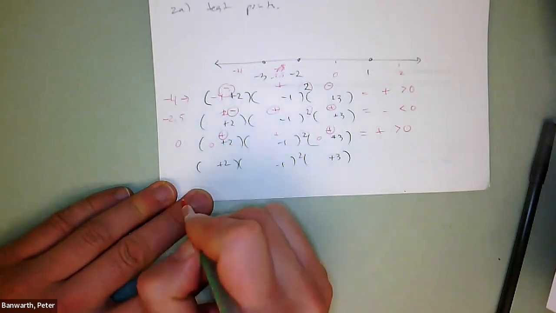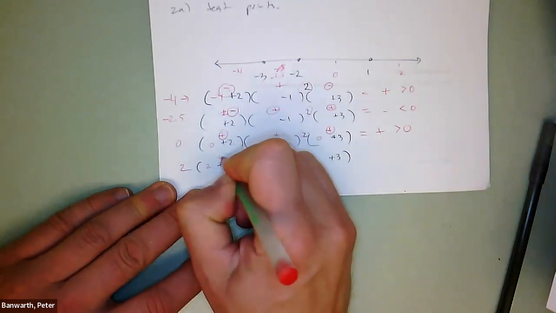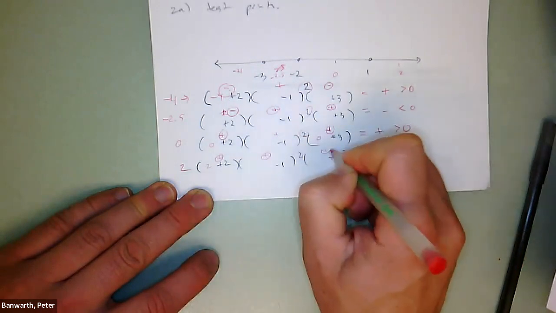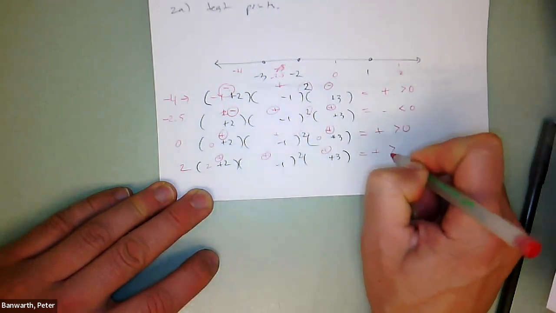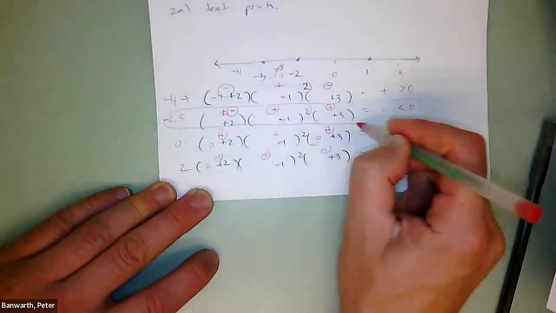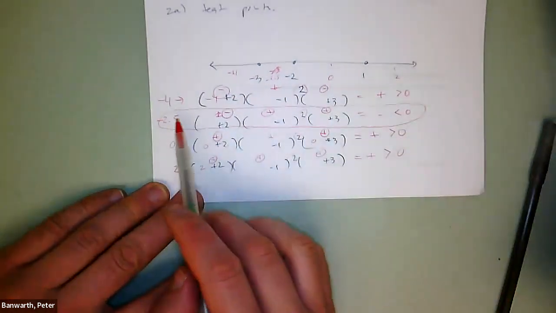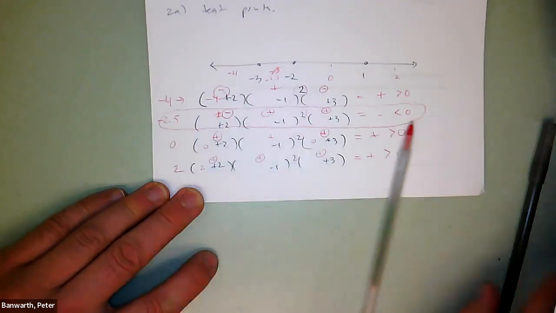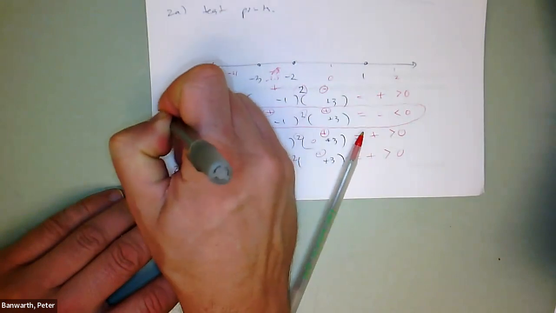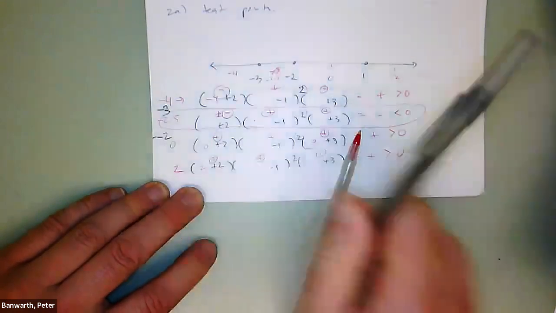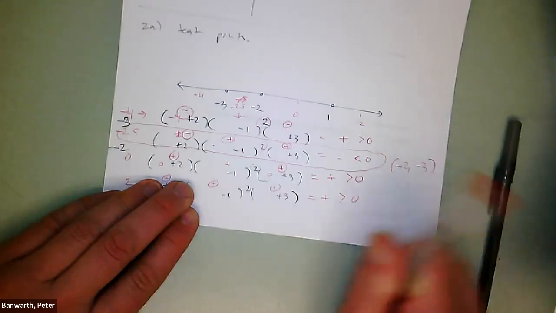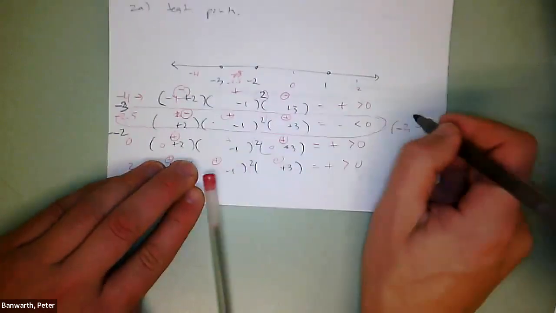And if I put 2 in, 2 plus 2 is a positive. Anything squared is a positive. 2 plus 3 is a positive. Positive times a positive is a positive, which is greater than 0. If I want it only where it's less than 0, that only happens between negative 3 and negative 2. So my interval is negative 3 to negative 2, just like I found up here.